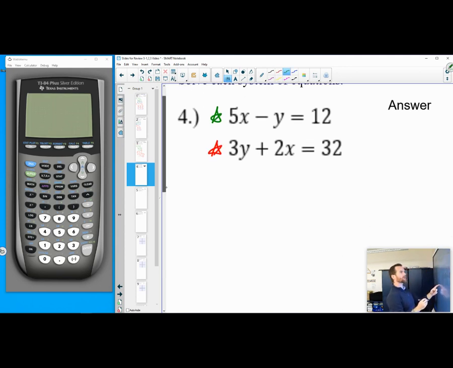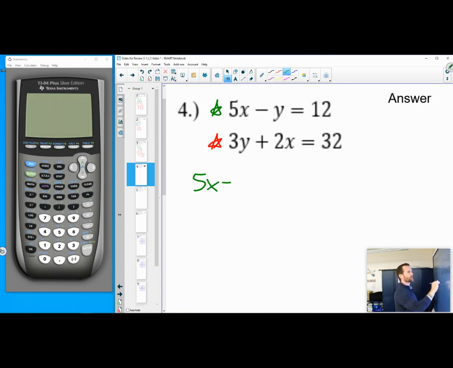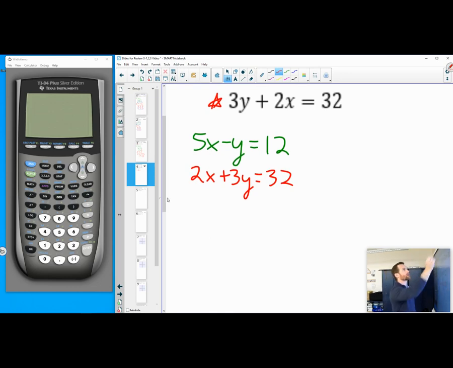So the green one, I'm going to leave the same. I'm going to leave it as 5x minus y equals 12. But the second one, the red, I'm going to flip the order. And I'm going to make it 2x plus 3y equals 32. Just to make sure our x's and y's are vertically lined up. Now, before we can eliminate, we need to make sure we have opposite coefficients, the same number with different signs. I'm going to try and cancel out the y's, because to do that, we can just try and turn this negative y into a negative 3y, so it'll cancel out with the positive 3y. So to do that, we would just multiply this by a 3.